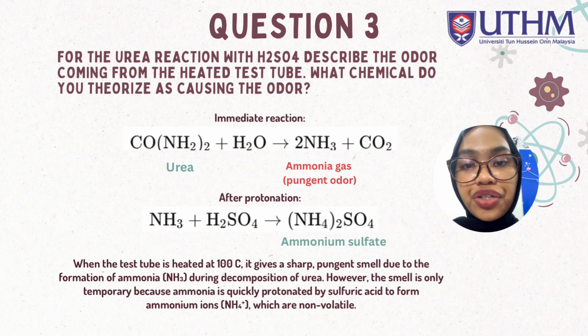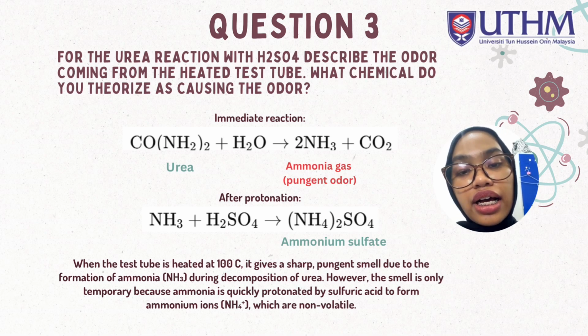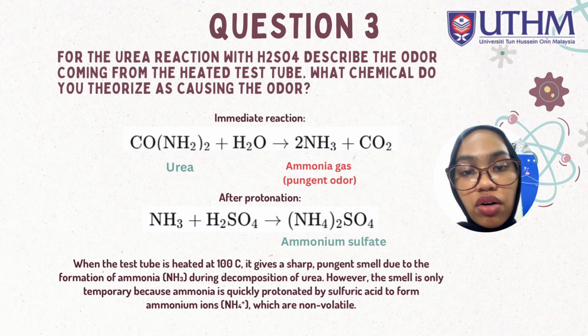Question 3. For the urea reaction with H2SO4, describe the odor coming from the heated test tube. What chemical do you theorize as causing the odor? So, for the immediate reaction, CO(NH2)2, which is urea, mixed with H2O, will result in NH3, ammonia gas, pungent odor, plus CO2. After protonation, NH3 plus H2SO4 turns into (NH4)2SO4, ammonium sulfate.